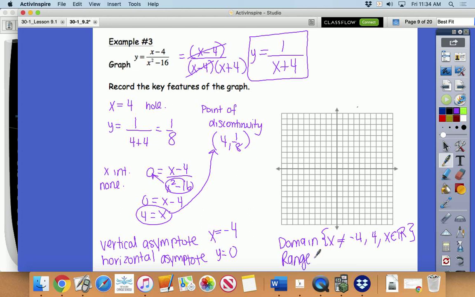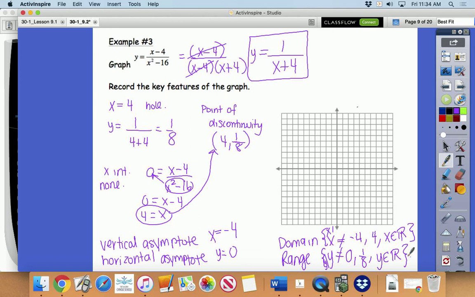Range: y such that y cannot equal our horizontal asymptote of 0 and the y coordinate of our point of discontinuity, which is -1/8. Actually, it should be +1/8. Fix that a little bit, there you go. And that's the range. So what you need to include are the horizontal and vertical asymptotes and the x and y coordinate of your point of discontinuity.